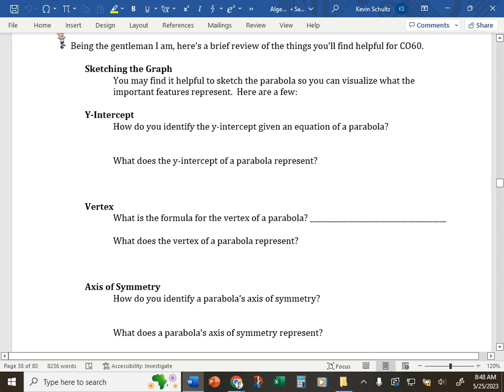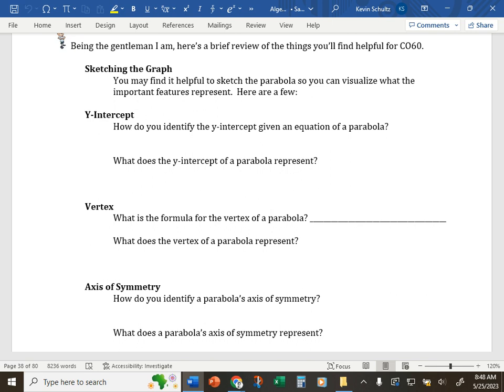solving for the x-intercepts, finding a vertex, axis of symmetry, talking about the y-intercept, the fact that parabolas are symmetrical, it's all been building to using parabolas in a real life context. Okay, a real life context. So, here's a brief review of the things you'll find helpful for CO60.